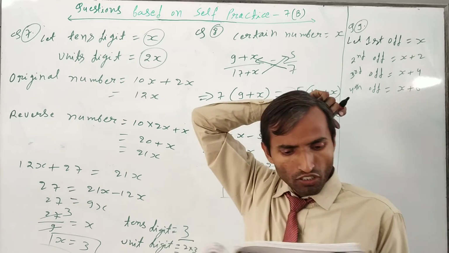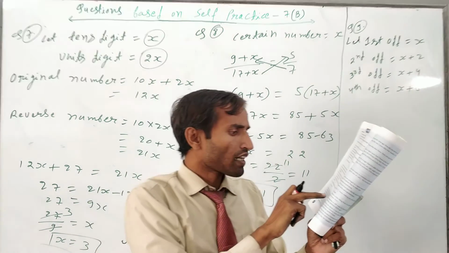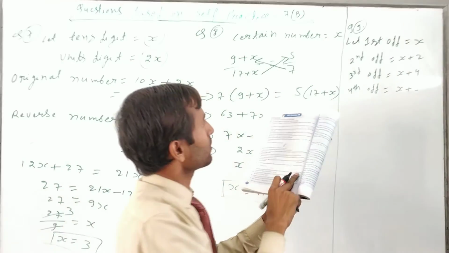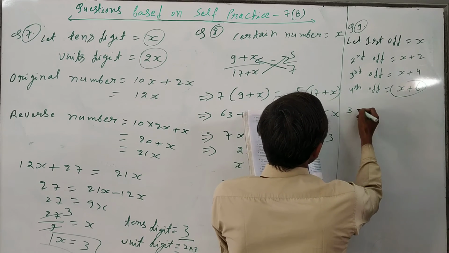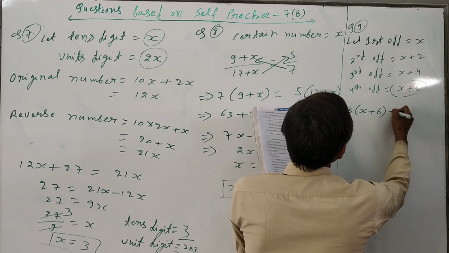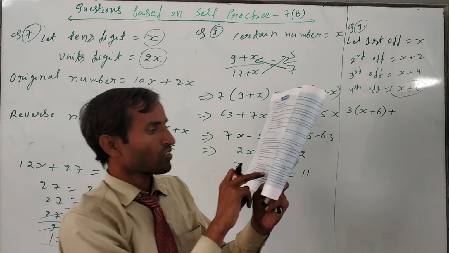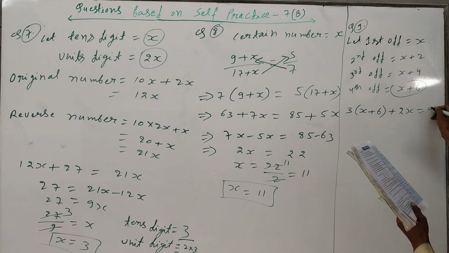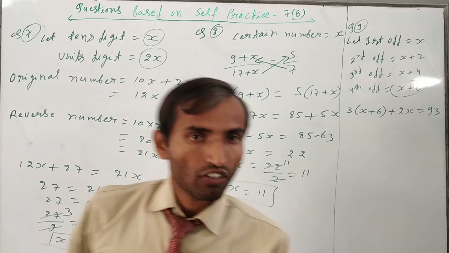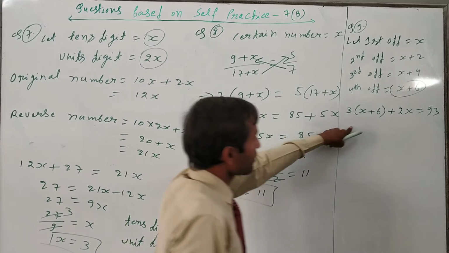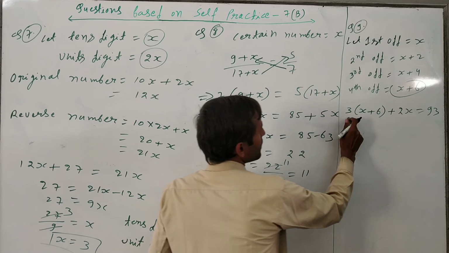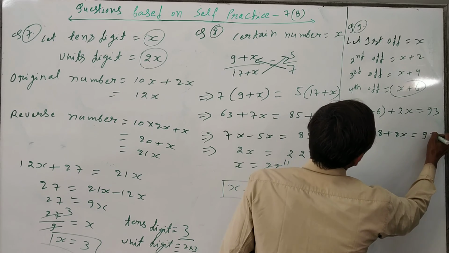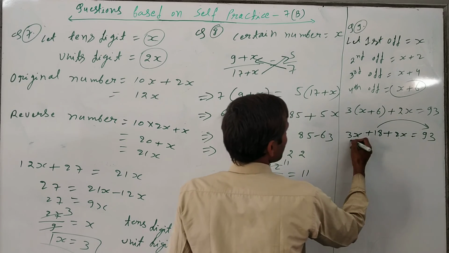Now after that just apply the condition: 3 times the larger number added to twice the smallest number. So this one is the larger number. So 3 times the larger number, 3 into x plus 6, added to twice the smaller number means 2 into x, is equal to 93. Now this one is the required equation. Okay, now we have to simplify this equation, then we will get the answer. So 3 will multiply, 3x and 3 times 6 is 18 will come, and then plus 2x is equal to 93.